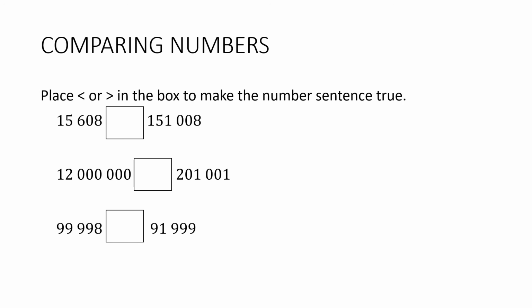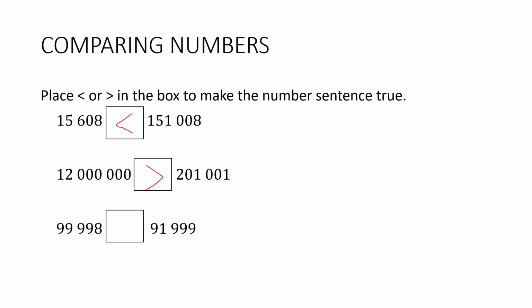So let's place less than or greater than in the box to make the number sentence true. Which number is bigger here? It's this one, isn't it? So we want the crocodile to open towards the 151,008. How about here? This one's way bigger. It says 12 million. So we want it open this way.